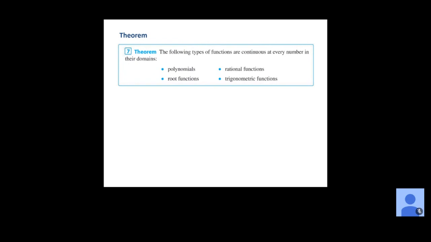Therefore, all of these types of functions, if we're calculating a limit, we can direct substitute as long as it's in the domain of the function, right? So not only polynomials and rational functions now, but also any root functions and any trig functions, we're allowed to direct substitute to find our limits as long as that value is in the domain of the function. Any questions there?